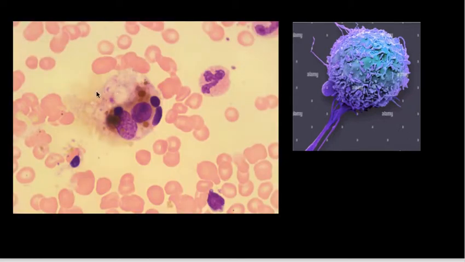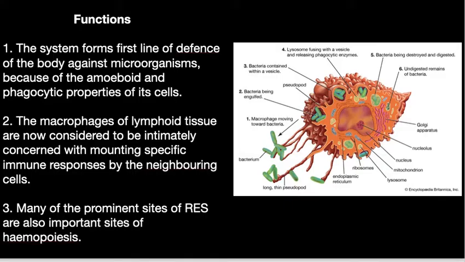Right, you can see the macrophage over here. It's the electron microscopic view of the macrophage. Function: it is forming a first line defense of the body against microorganisms. Because of its amoeboid and the phagocytic properties of the cell, the macrophages of the lymphoid tissue are now considered to be intimately concerned with the mounting specific immune responses by the neighboring cells. Many of the prominent sites of this system are also important sites of hemopoiesis.